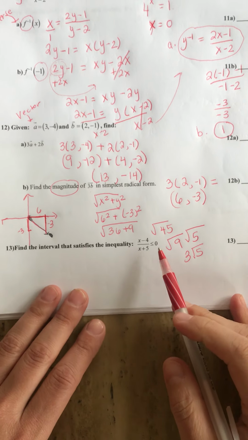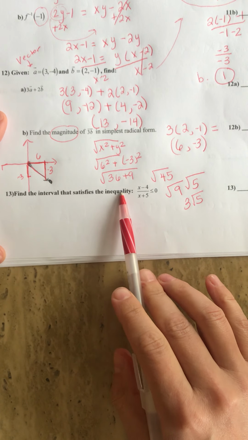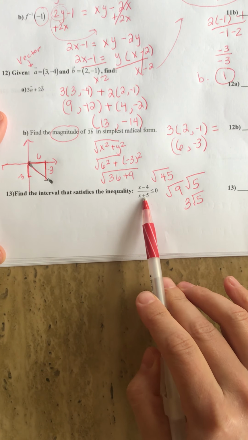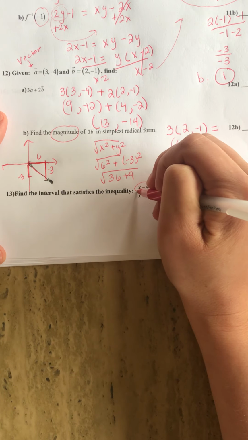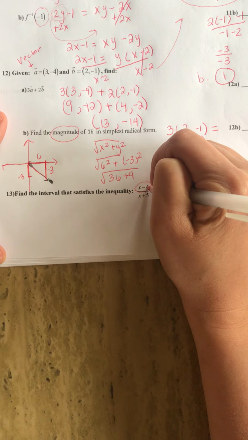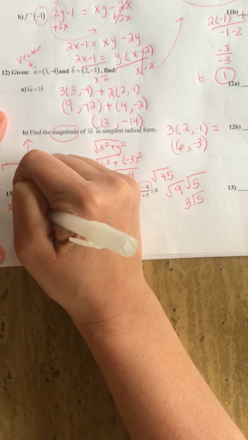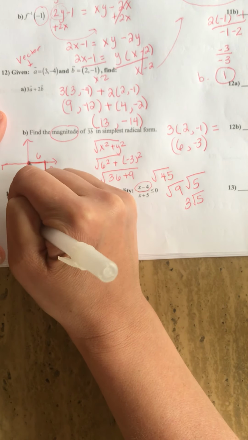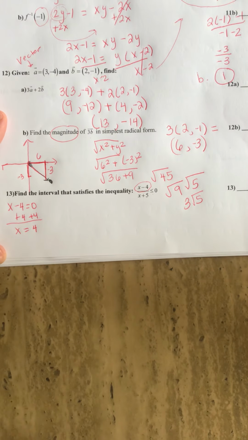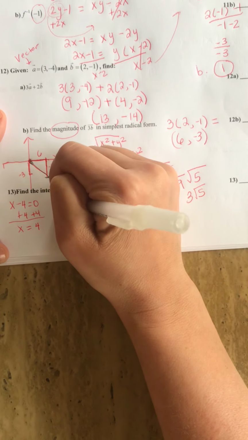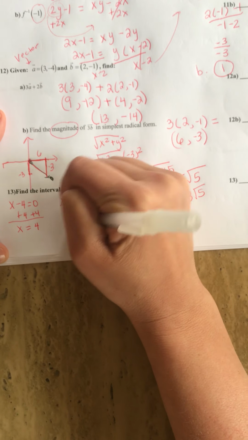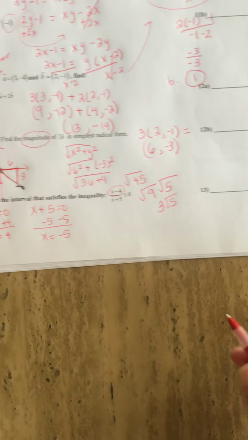Okay, this one right here, we want to find the interval that satisfies the inequality x minus 4 over x plus 5. So you're going to go ahead, and this right here is the inequality, less than or equal to 0. So you're going to go ahead and set this x minus 4 equal to 0, and you're going to solve for that here, and we're going to get x is equal to 4. And you're going to do the same thing for the denominator. You have x plus 5 is equal to 0. You're going to subtract 5 from both sides, and x is equal to -5.